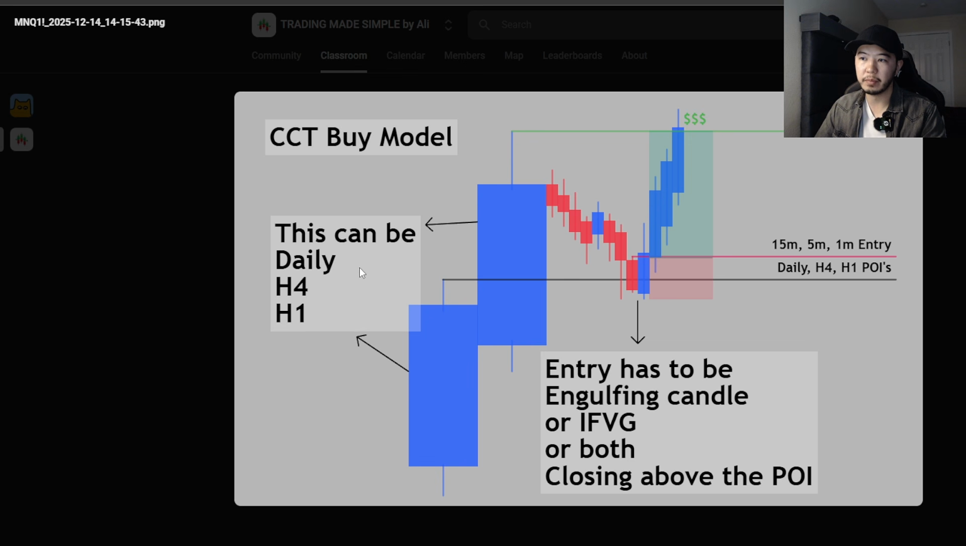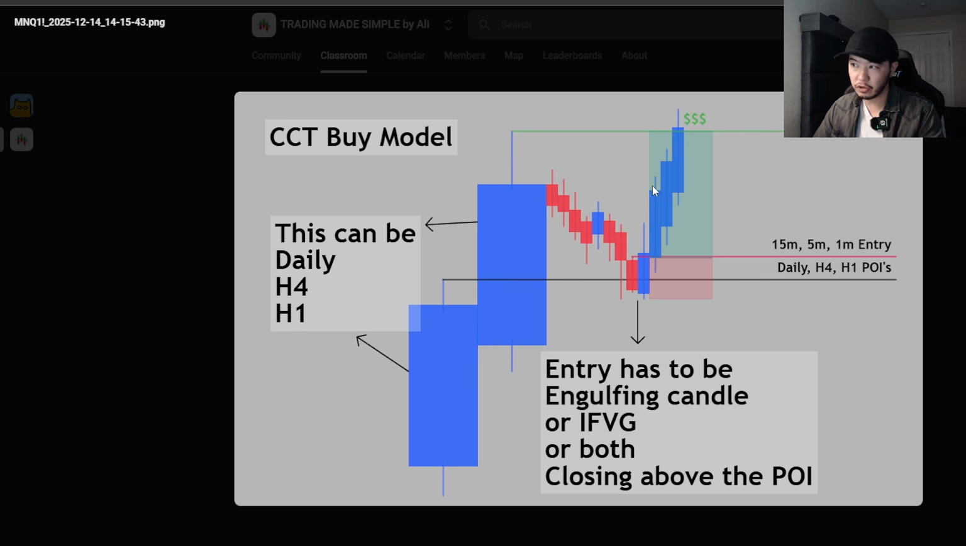So quick overview. These two candles can be a daily, 4 hour, hourly, doesn't really matter. Once it closes, you draw your line, you draw your POI, you set your alert. It can be daily, hourly, or 4 hour POI, and you just wait for the price to come back to your POI. And if it's a sell model, it's the other way around.